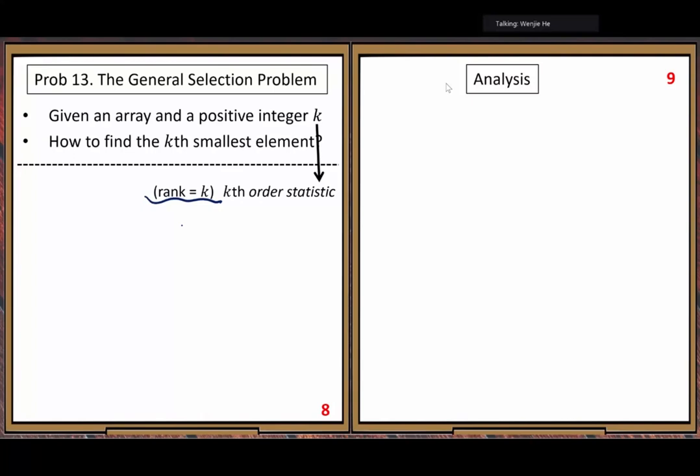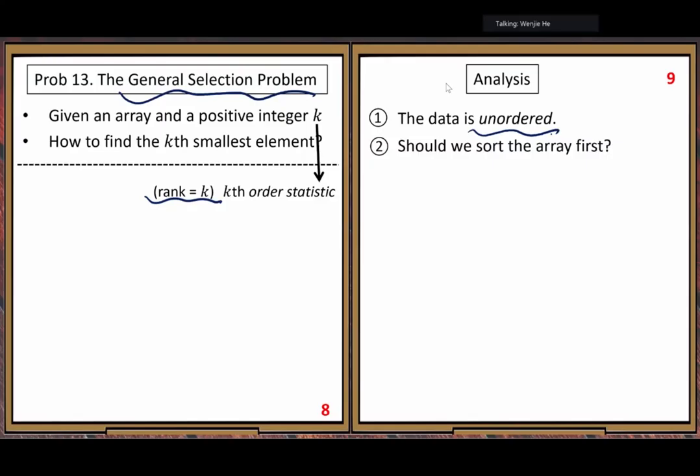How to solve it? Some analysis of this question. When we solve the general selection problem, we expect our data is unordered. Definitely unordered. If it's ordered, too easy, right? All right. But the question is, when you need to solve the general selection problem, should we sort the array first? Because after we sort it, it's very easy to find the kth smallest element, right?